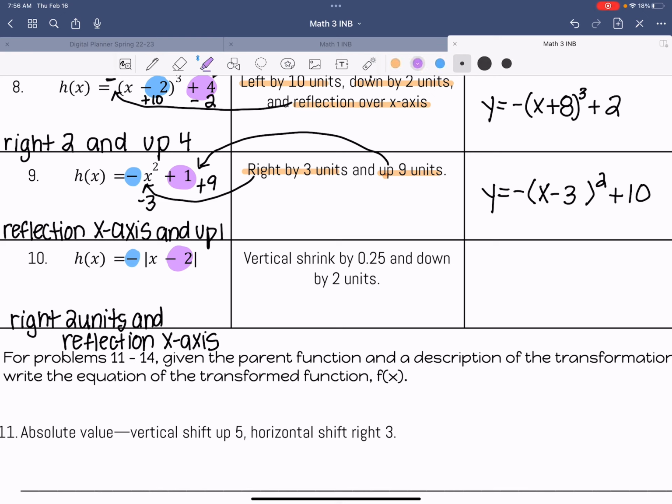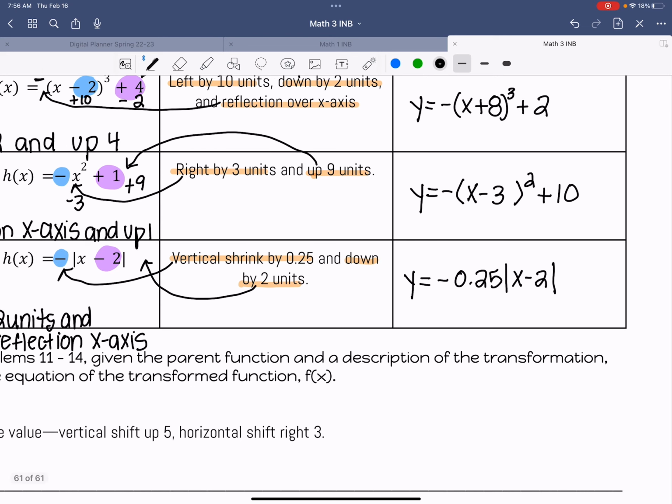Now, for the new equation that they want to add on, they want us to put a vertical shrink by 0.25 and down 2 units. All right, so remember vertical shrinks, those are going to be multiplication in the front, and then down 2 units, that goes at the back. So this is going to turn into negative 0.25, x minus 2, that doesn't get changed, and then we're going to go down 2, so that's minus 2.